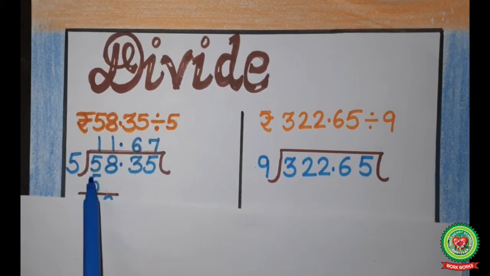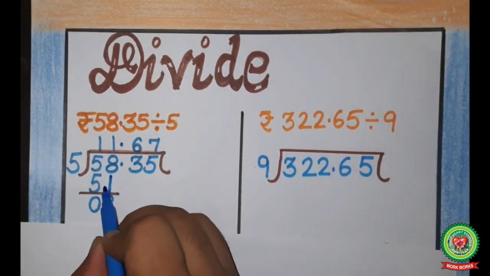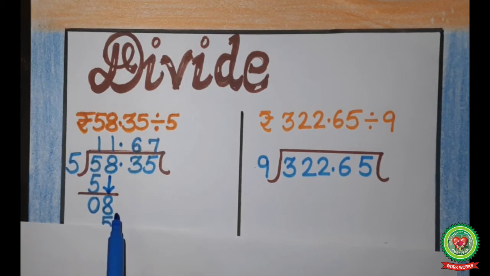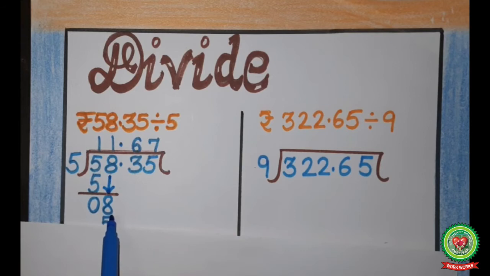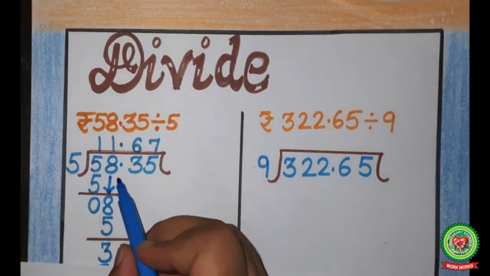Next step is do minus. 5 minus 5 is 0. And in the next step we will bring 8 down. Now on 5 table 8 comes or not? Yes, it doesn't come. So we will take that number which comes on 5 table and is less than 8, and that number is 5. 5 ones are 5. Next step is do minus. 8 minus 5 is 3. Now students, next turn is of decimal.